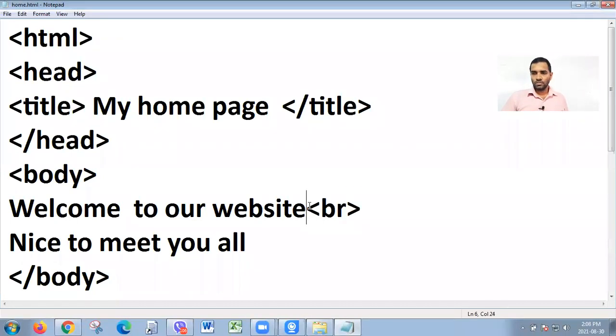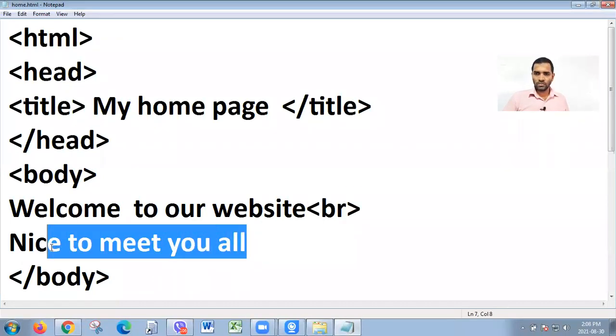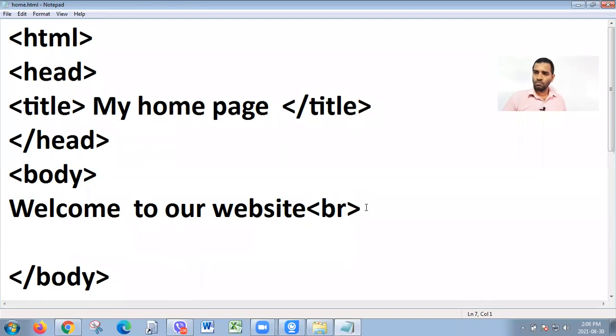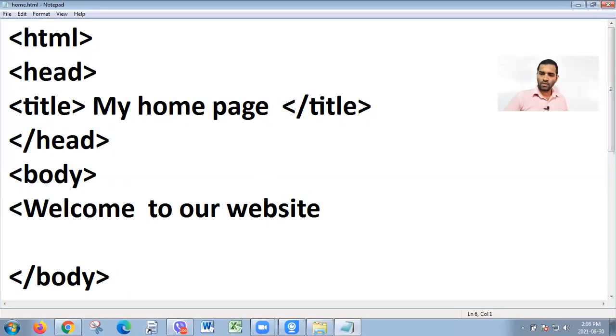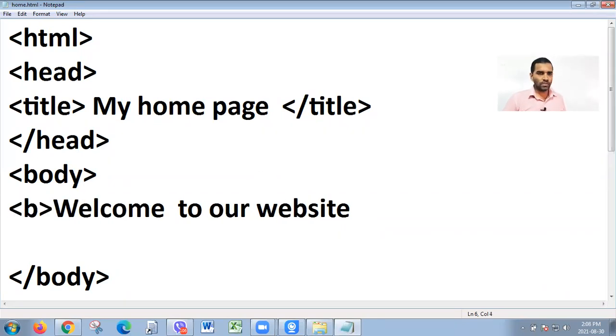Okay, right. So now I will modify this coding. Let's see how to make this sentence bold: welcome to our website. This should be shown in bold. In order to show any text in bold, you should add a tag called B. Almost all the tags are meaningful, so you can easily remember them. B for bold, first letter, right? B. So now see, when the browser reads this tag, it understands that the next text should be in bold.